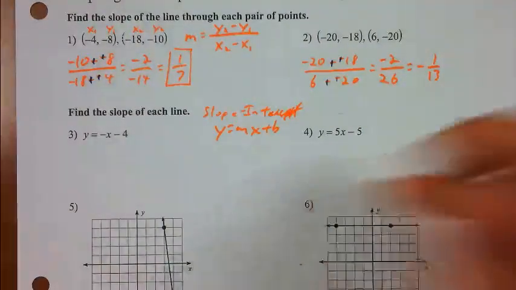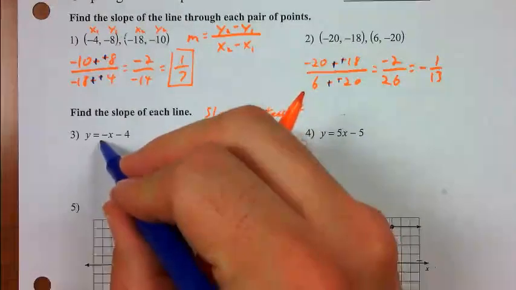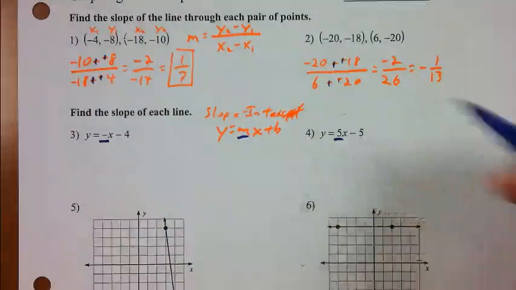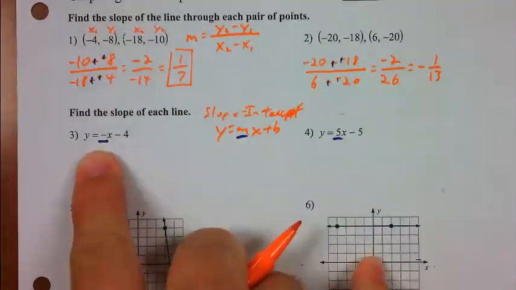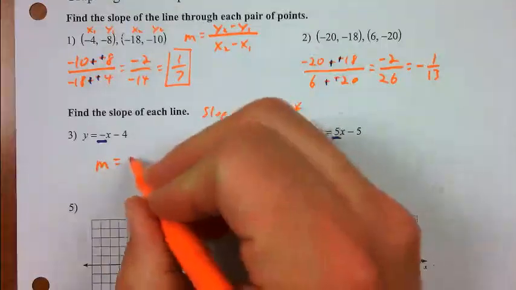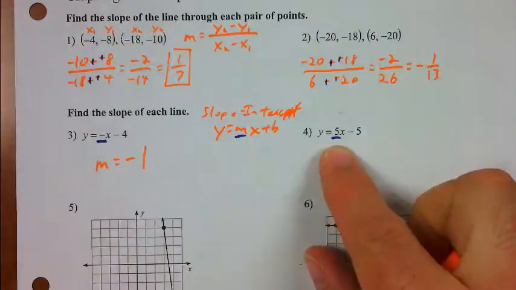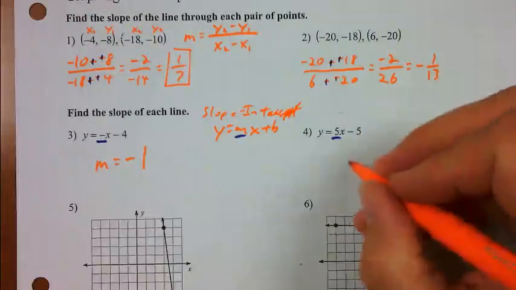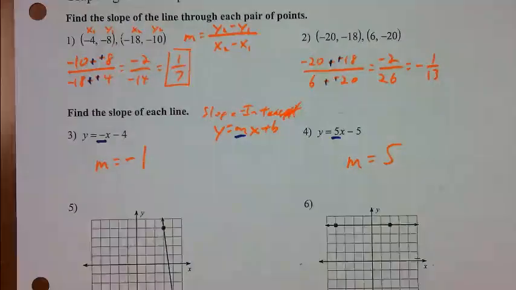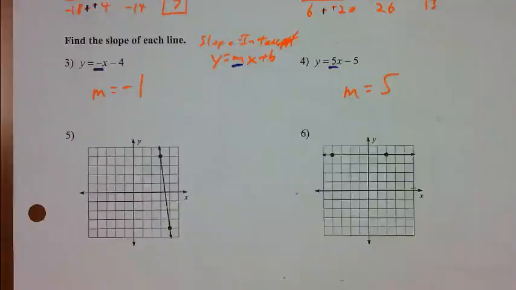So the slope is our m, right? So in here, it should be out here, and this one, it should be here. Well, number 3, what number do we have in front of this x? Anything? It's like saying negative 1. So our m value, our slope, is negative 1. Over here, now we have a number actually. So this one, the slope is 5. That's it. That's all you had to do on that one.